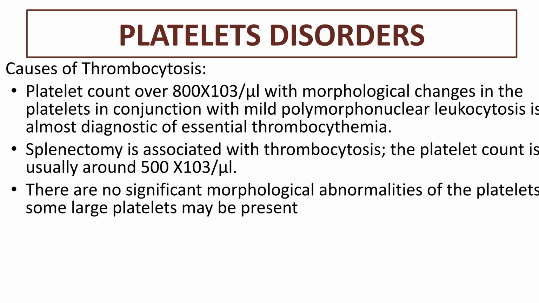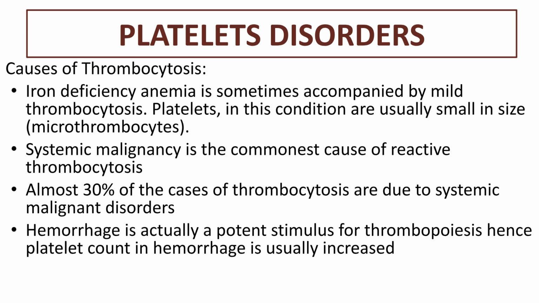A platelet count over 800 by 10 to the power of 3 per microliter, with morphological changes and mild polymorphonuclear leukocytosis, is almost diagnostic of essential thrombocythemia. Splenectomy is also associated with thrombocytosis. Iron deficiency anemia can cause mild thrombocytosis with small platelets. Systemic malignancy is the most common cause of reactive thrombocytosis, accounting for about 30% of cases. Hemorrhage is also a potent stimulus for thrombopoiesis.